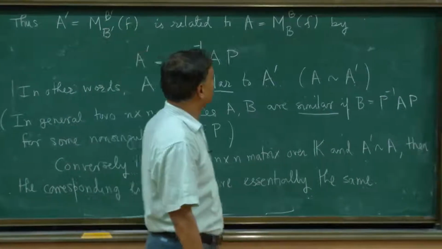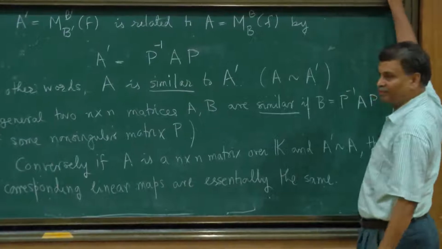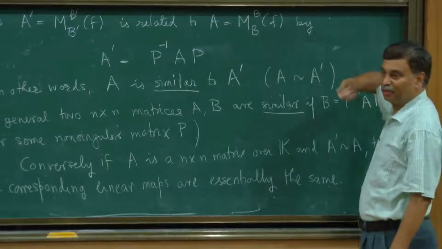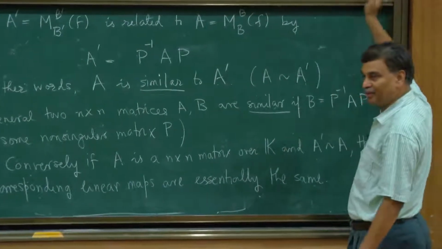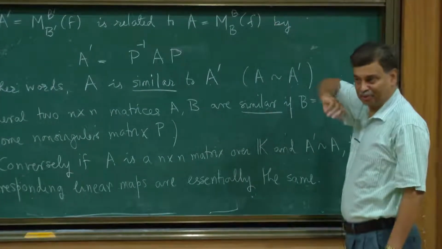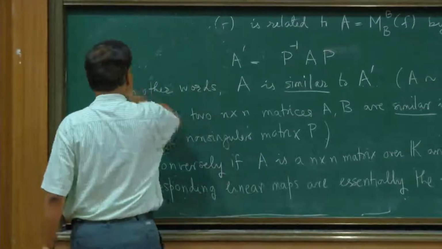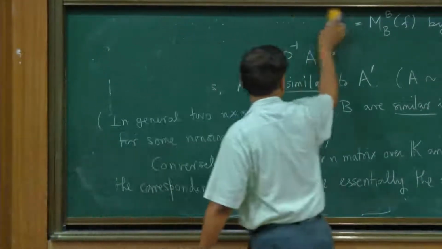But these don't characterize similarity. It can happen that two matrices have the same determinant, but they are not similar. Likewise, they can have the same trace and not be similar. In fact, both things can be the same and the matrices still not similar. So that brings us to the following fundamental definition.